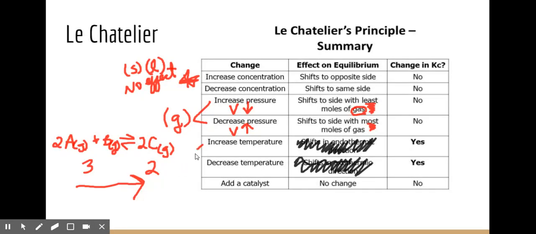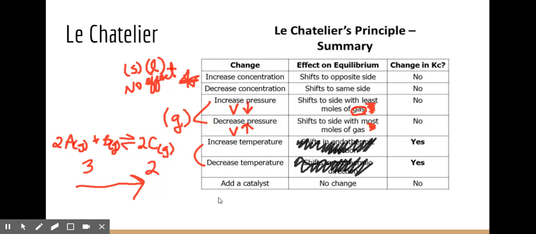I want to come back to increase and decrease temperature in just a minute. Add a catalyst. Now, when I add a catalyst, remember a catalyst lowers activation energy by providing an alternate pathway. You can probably spit that out in your sleep now. But what that means is that the reaction is just getting to equilibrium faster. It's just changing my rate. It's not changing equilibrium, so it's not going to cause a shift or anything. It's just going to make it happen faster. So adding a catalyst has no effect.